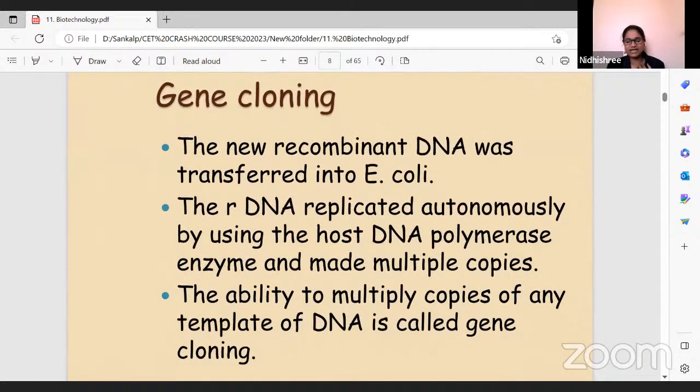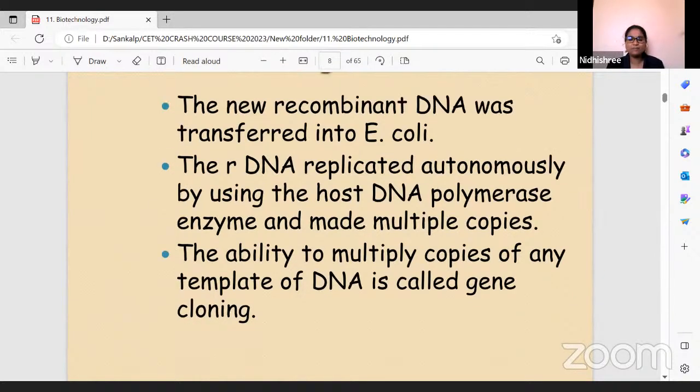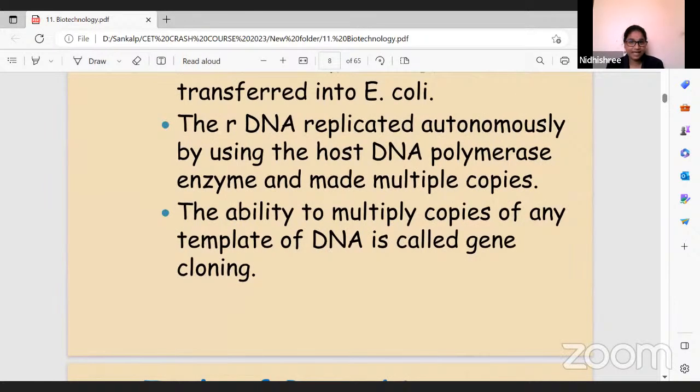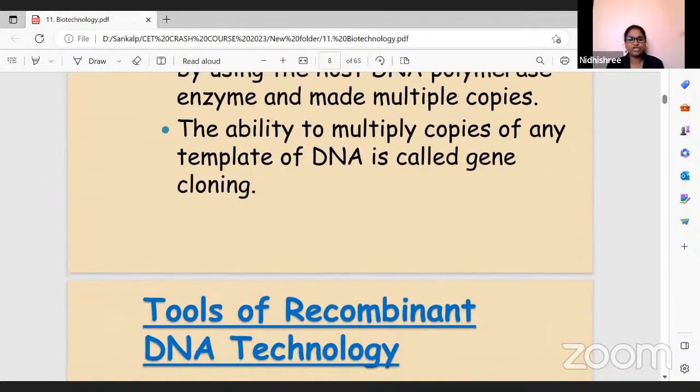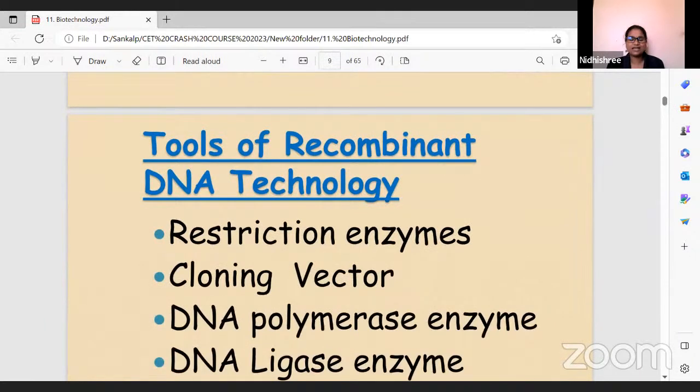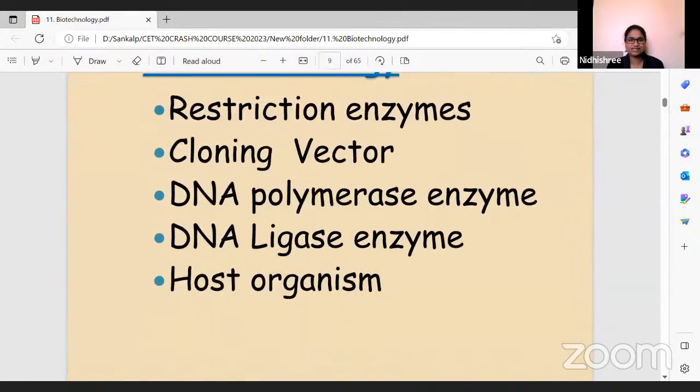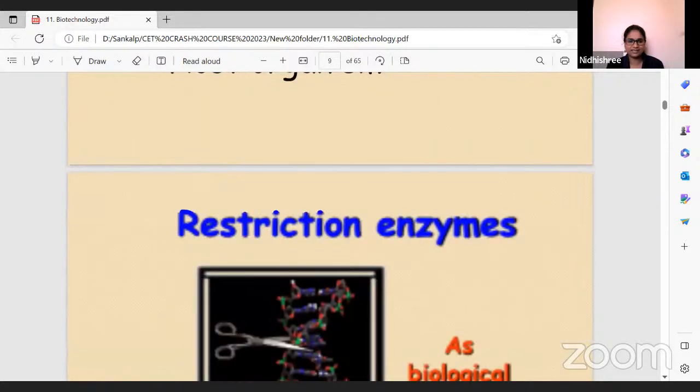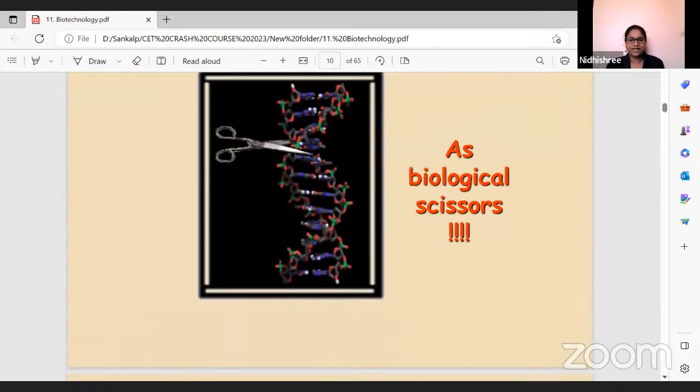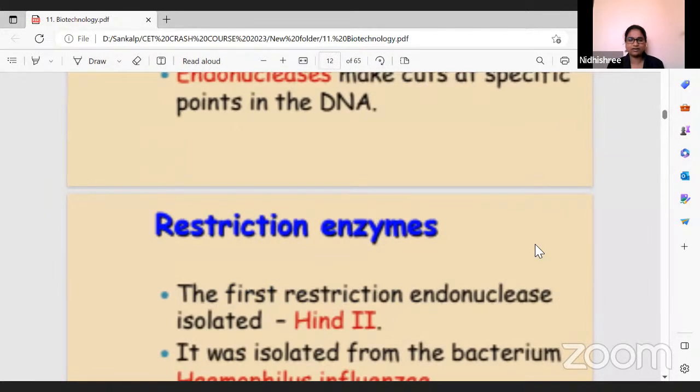The next is gene cloning. Now recombinant DNA is formed. That recombinant DNA was again transferred into the E. coli, where multiplication of that recombinant DNA occurs. The ability to multiply copies of any template DNA is called gene cloning. So the tools of rDNA technology you should know: restriction enzyme, cloning vector, DNA polymerase enzyme, DNA ligase enzyme, host organism. Fine. Regarding restriction enzymes, we will study later.